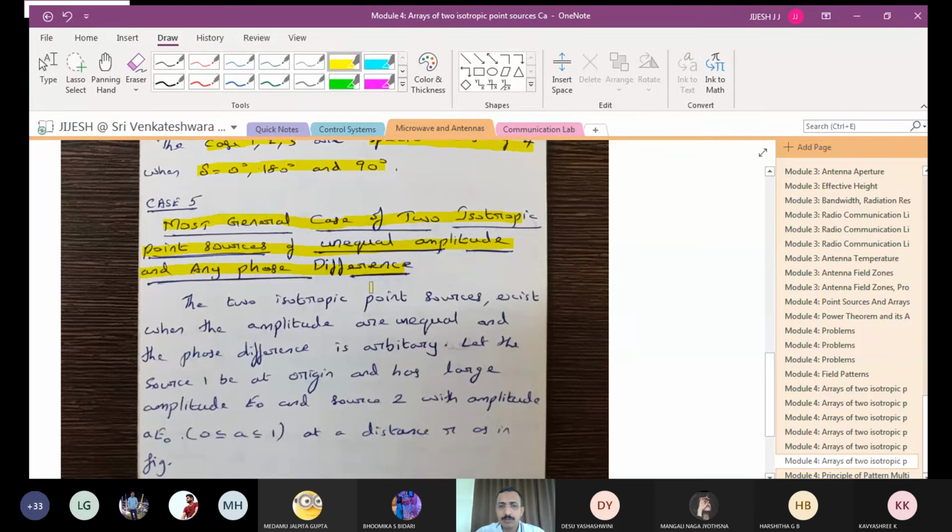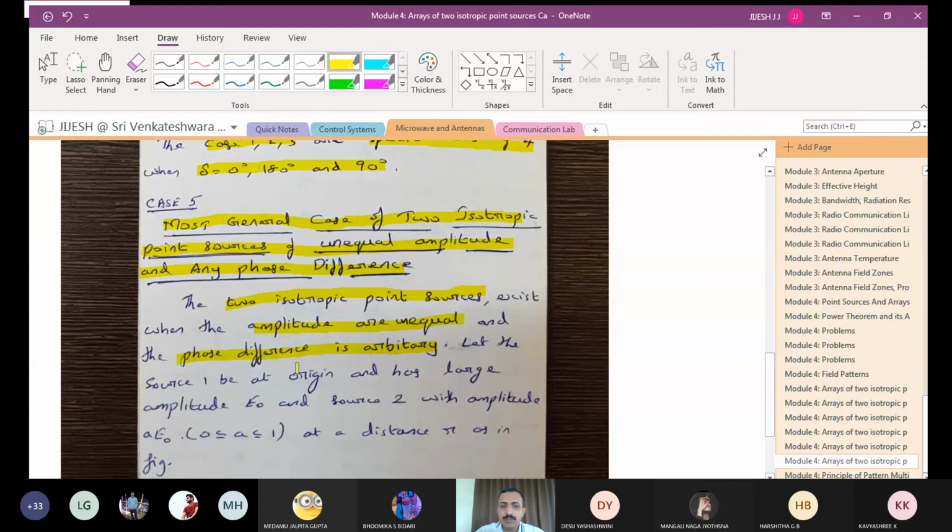So let me take two isotropic point sources where the amplitudes are unequal and the phase difference is arbitrary. So we know neither the amplitude nor the phase difference. It is the case where we are not bothered about the amplitude. The amplitude is unequal for source 1 and source 2, and the phase difference is also arbitrary. So we cannot say that it is 90 degrees, or 180 degrees, or 0 degrees. It is any phase difference.